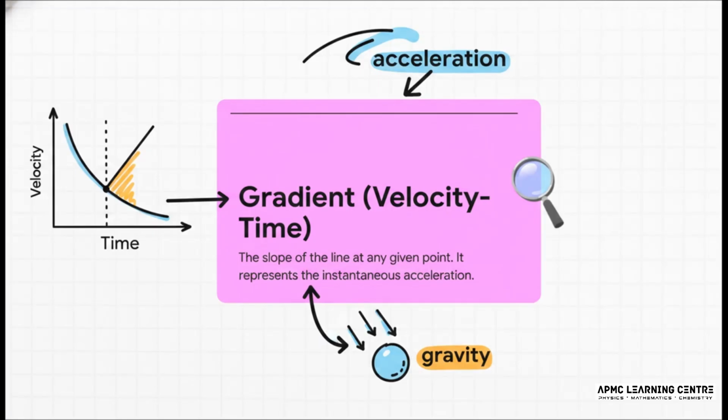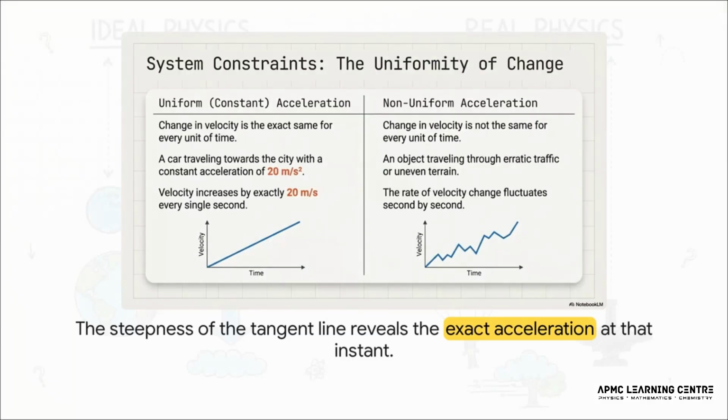Now, the secret to unlocking these graphs is a concept called the gradient. It's really just a fancy word for the slope of the line. And on a velocity time graph, that gradient, or that slope, tells us something absolutely crucial: the acceleration at that exact moment in time. So here's the clever part.